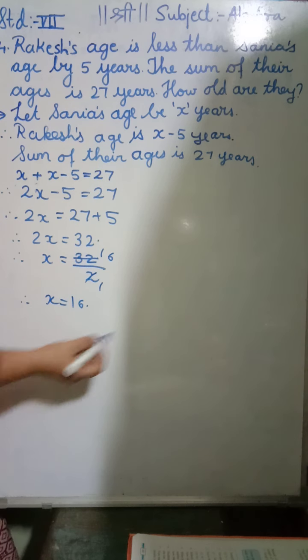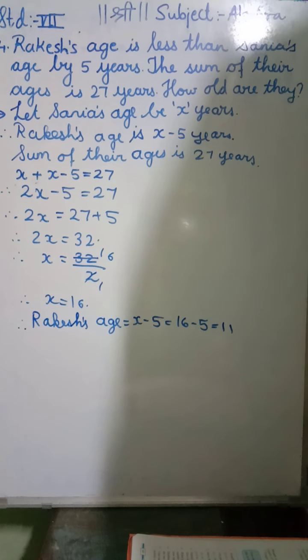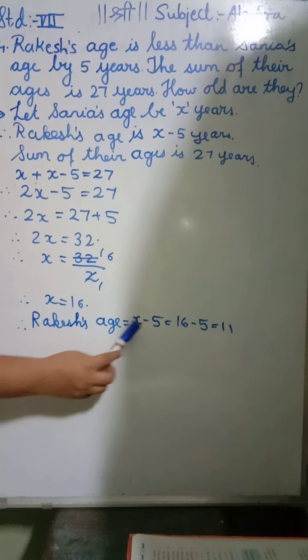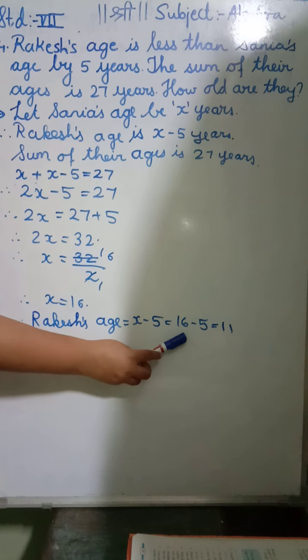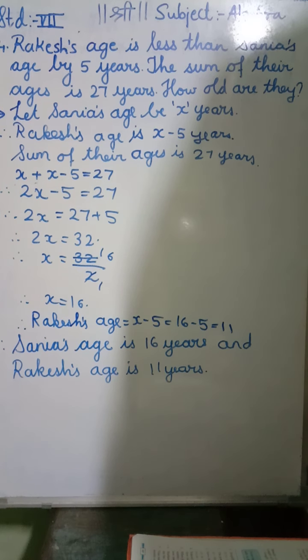Now x is whose age? Sania's age. Did you get Sania's age? Then whose age do we want? Rakesh's age is equals to, what is that? We have taken x minus 5. So what is x value? 16. So we will substitute the value. Then it will be 16 minus 5, which gives us 11. So Rakesh's age will be 11. And the last statement will be: therefore Sania's age is 16 years and Rakesh's age is 11 years.